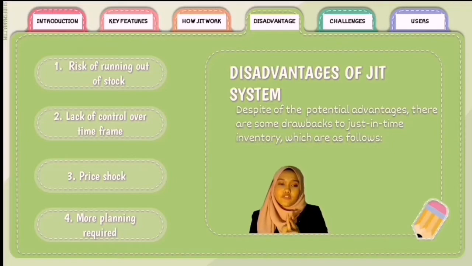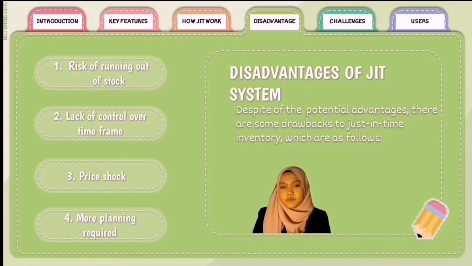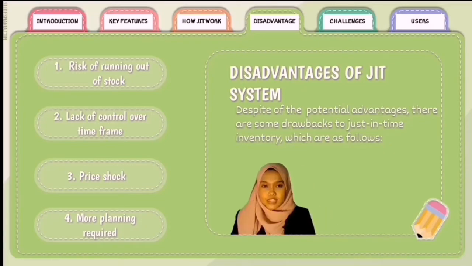First is the risk of running out of stock. Second, lack of control over time frame. Third is price shock. Fourth is more planning required. The first disadvantage of the JIT system is the risk of running out of stock.